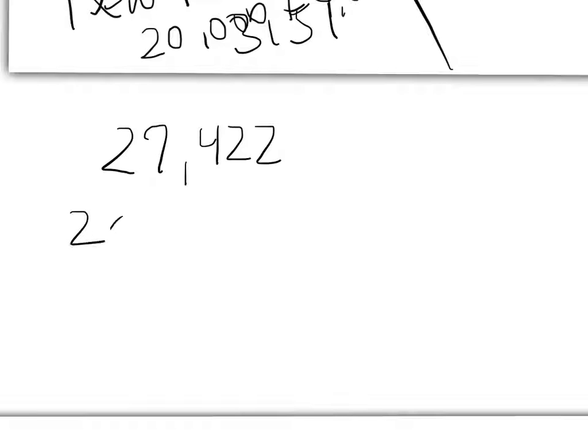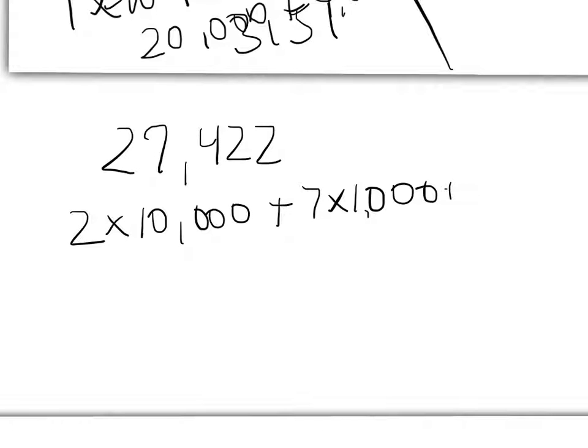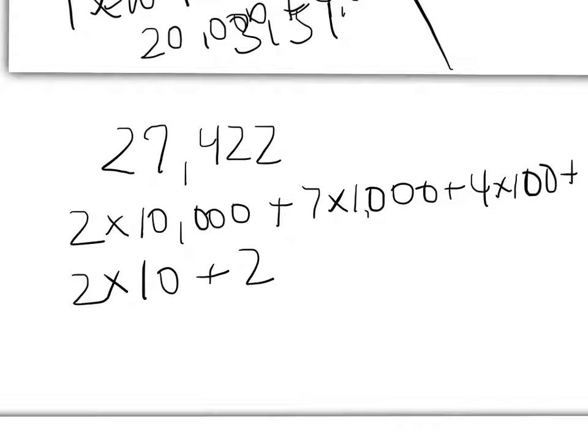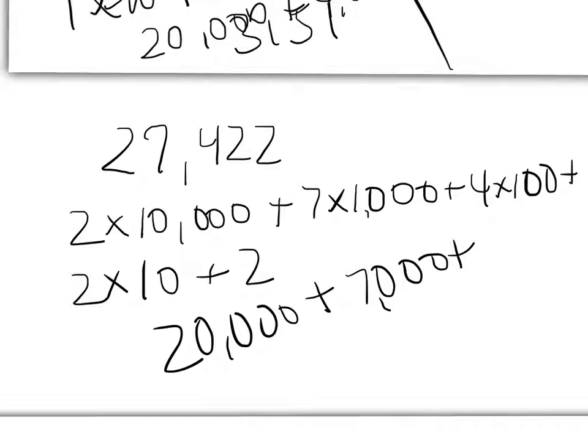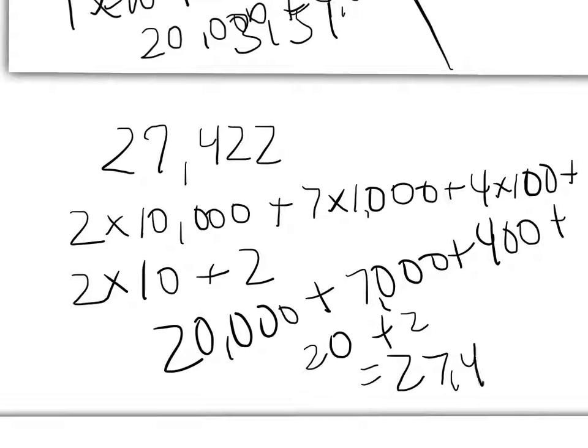All right, hopefully you did 2 times 10,000 plus 7 times 1,000 plus 4 times 100 plus 2 times 10 plus 2. That would give you 20,000 plus 7,000 plus 400 plus 20 plus 2 to equal 27,422. All right. Hopefully you understood the lesson.